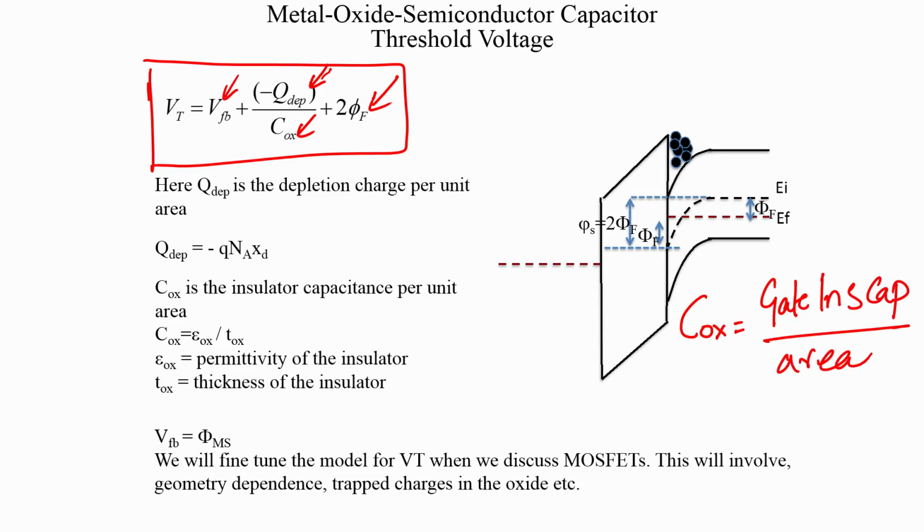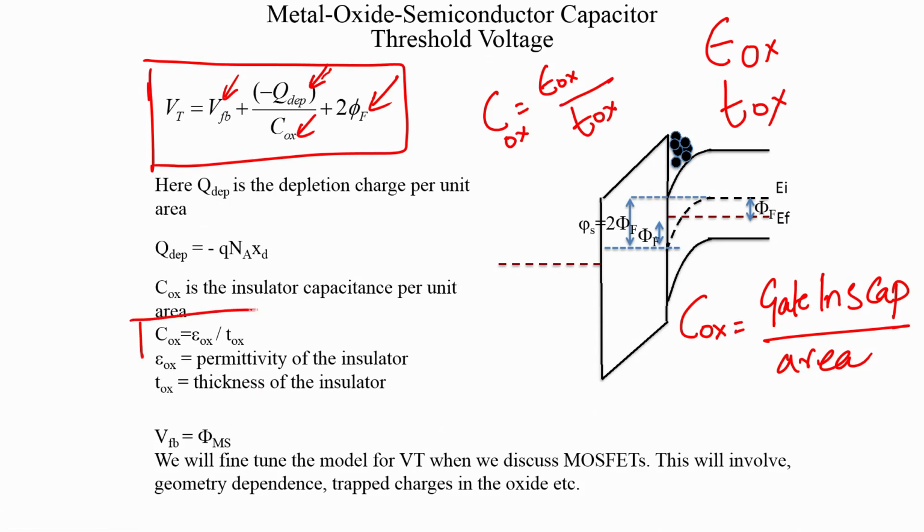So, since it is per unit area, what does it depend on? Let us say the insulator has got a permittivity of epsilon ox for the oxide, and it has got a thickness of T ox. The total capacitance would be C is equal to epsilon ox A by T ox, where A is the total area. But since we are looking at the per unit area capacitance, C ox is simply epsilon ox by T ox. So, that is your C ox. Okay, so, we understand that term.